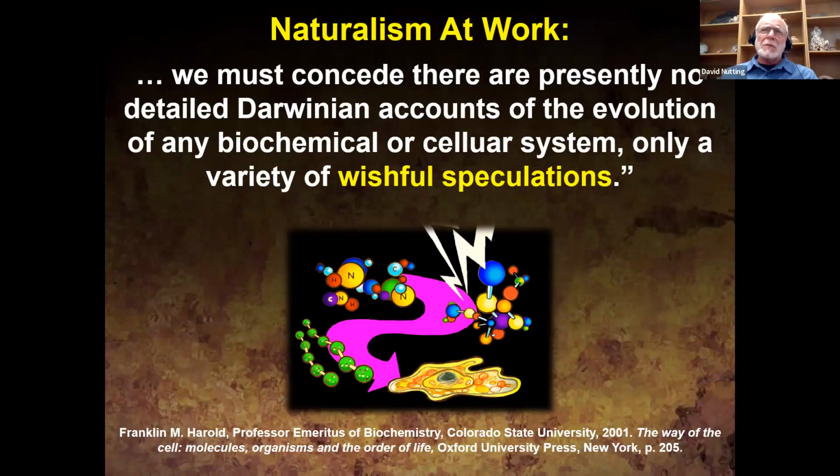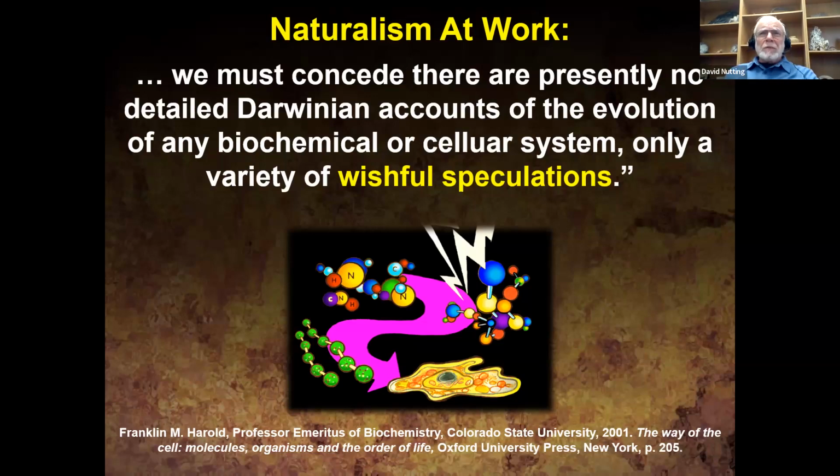First of all, you see the Big Bang as a speculation, but think about the origin of life, where you're supposedly going to start from all these non-living chemicals, or you might say molecules, being hit by lightning, and you get bigger molecules that line up like beads on a string. So these are amino acids, plus just the right combination, those are proteins, and presto, like a magic wand, you have life, right? According to Franklin Harold, who's been a professor at Colorado State University, he said, we must concede there are presently no detailed Darwinian accounts of the evolution of any biochemical or cellular systems, only a variety of wishful speculations.